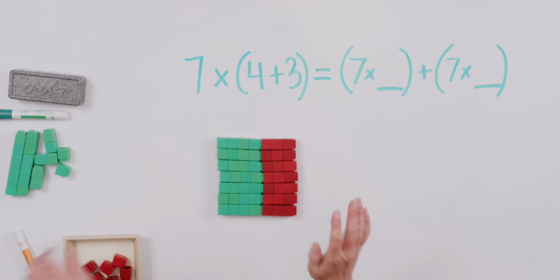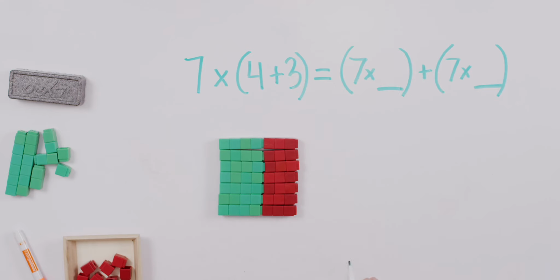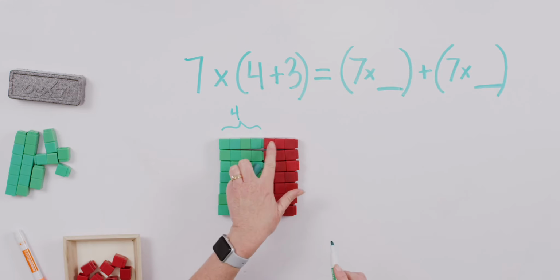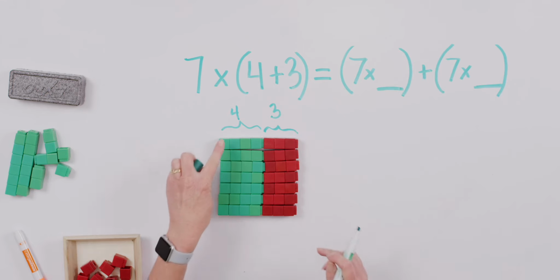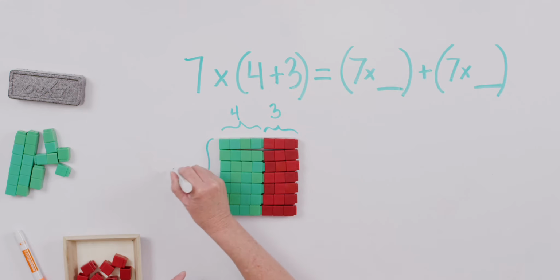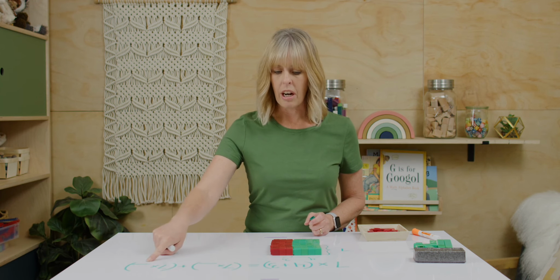So if we were to do what we did with our last visual, we split it up a little bit. We realized we have 4 right here, right? I have 1, 2, 3 over here. And I have 1, 2, 3, 4, 5, 6, 7 down here. Okay. By seeing it this way, can we try to figure out what the missing numbers are?